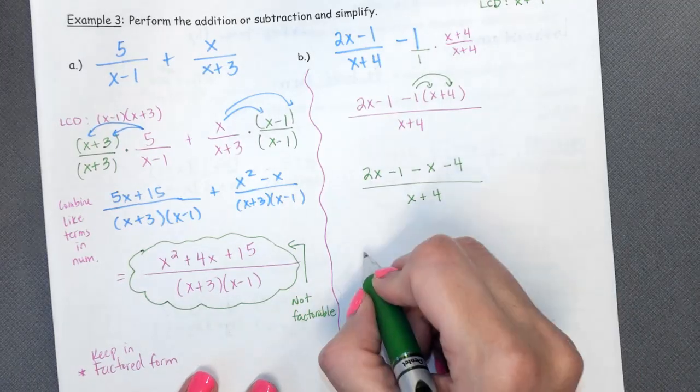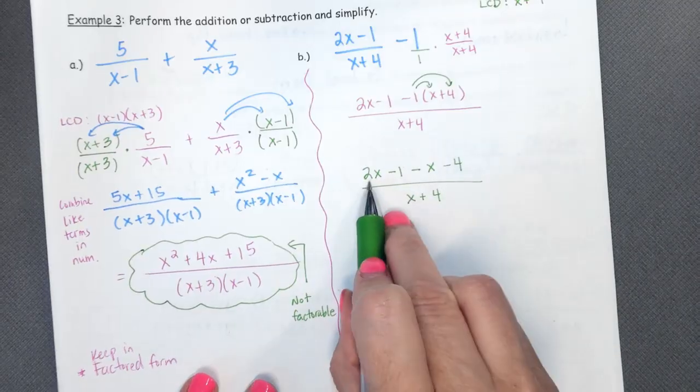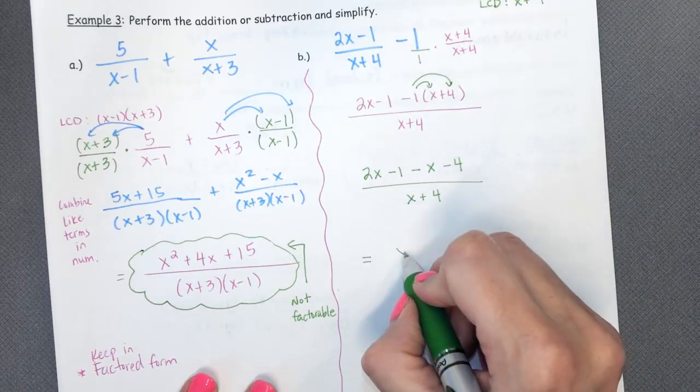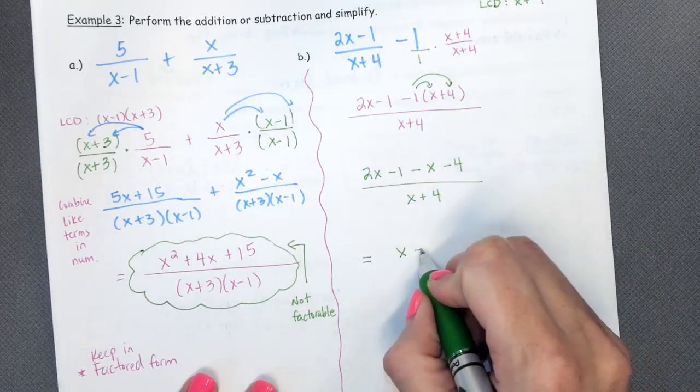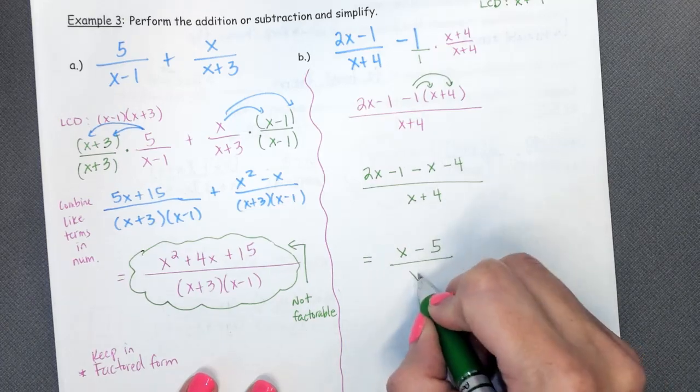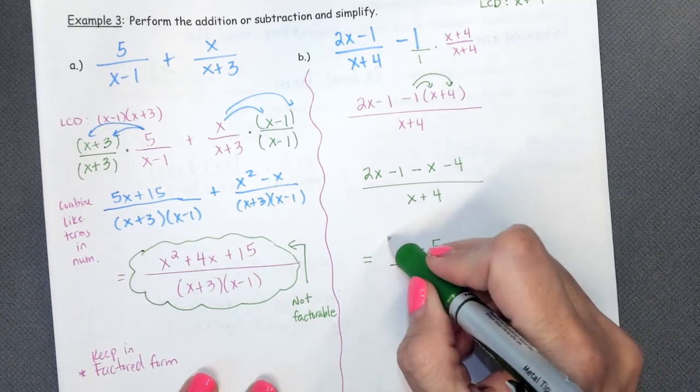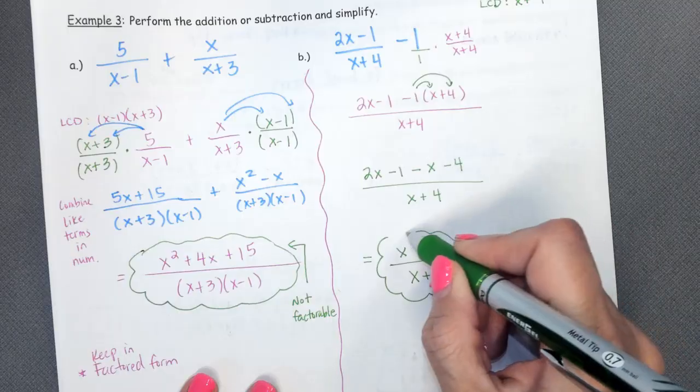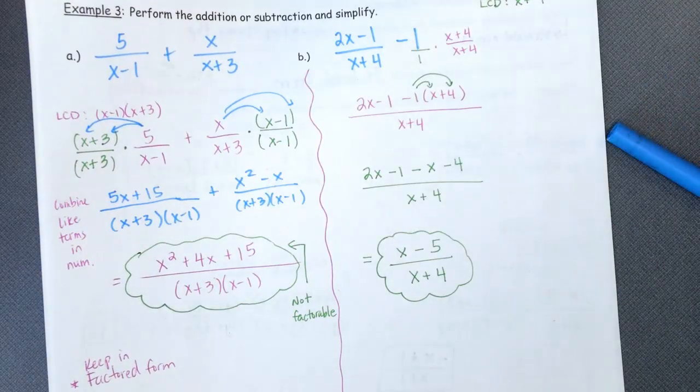And then we're going to get our like terms together. So 2x minus x is x. Negative 1 minus 4 is negative 5. And then this will be your final answer: x minus 5 over x plus 4. Okay, any questions for me on getting the common denominator?